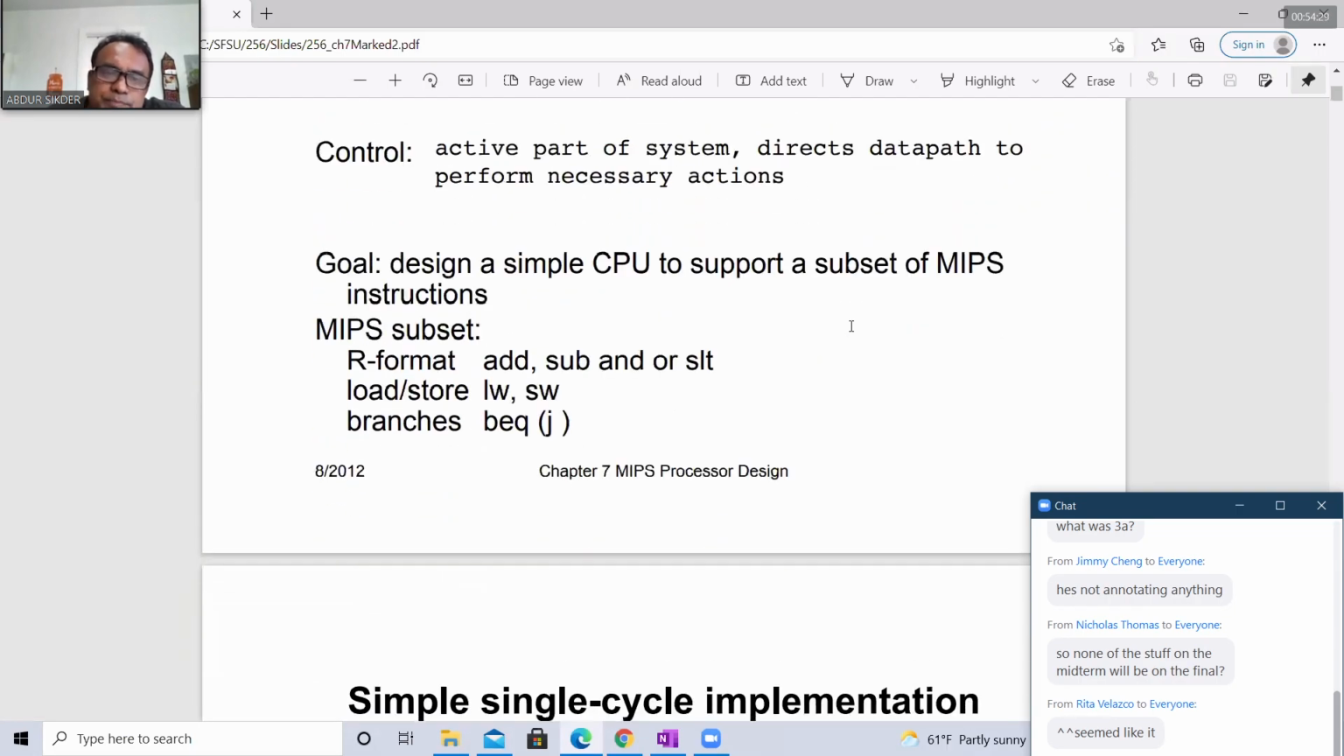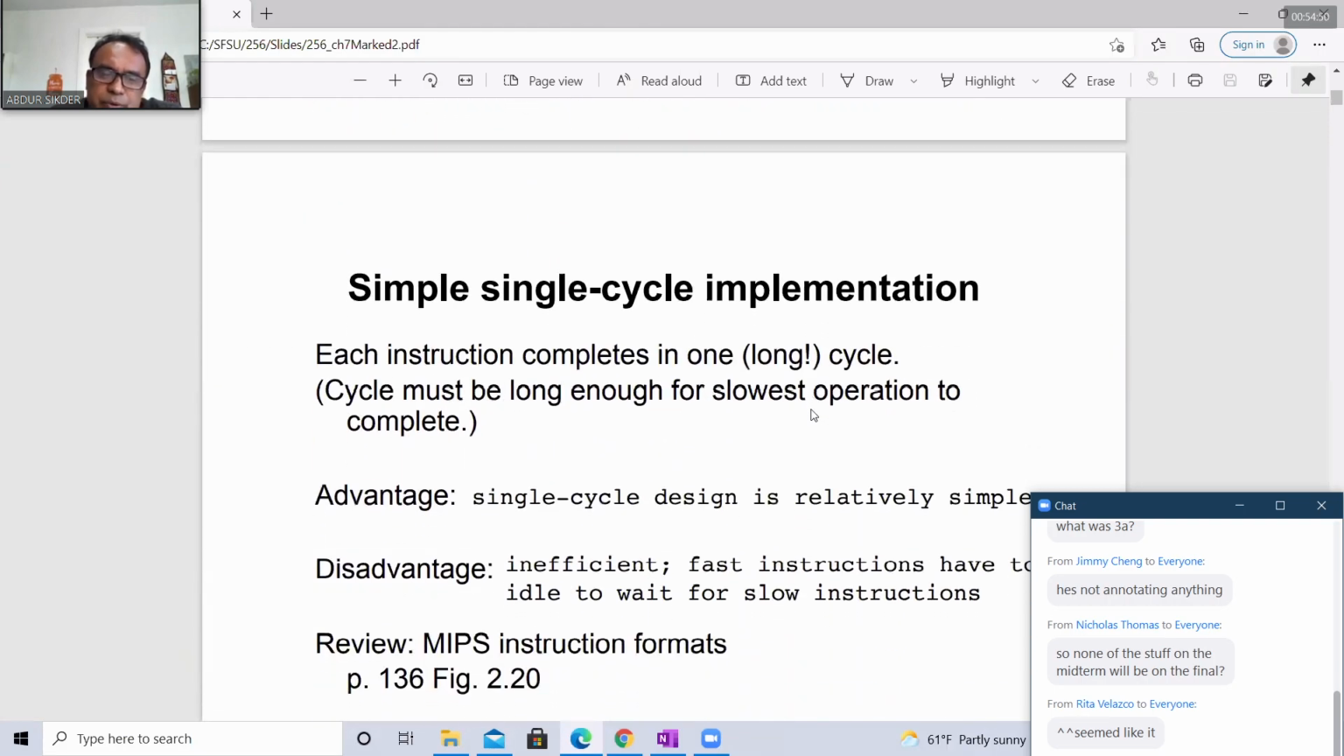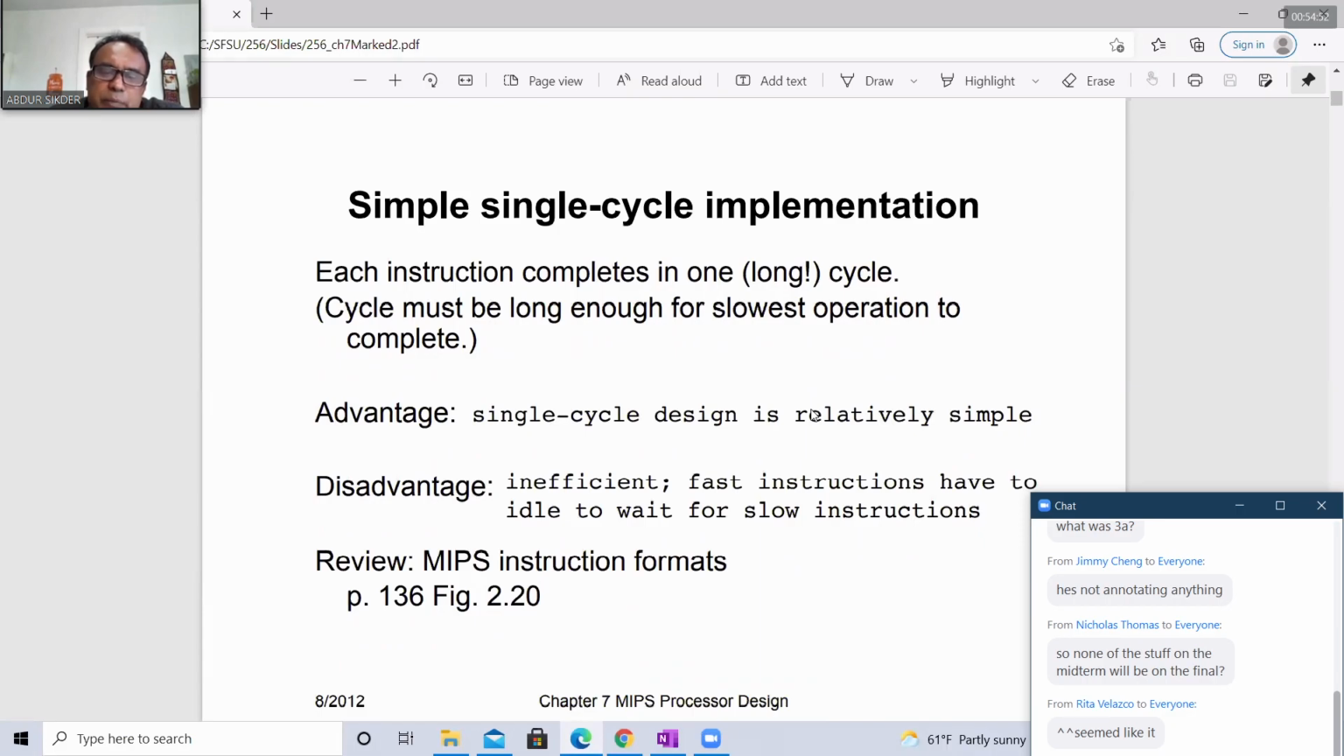The goal: design a simple CPU to support a subset of MIPS instructions, like R format, load word, store word, or branch. This kind of operation, like add, sub, and, or, SLT. That's an operation for simple stuff. So we are trying to learn how exactly it works, how to design a CPU that can perform those kinds of operations. So that's the goal. Each instruction completes in one cycle. The cycle must be long enough for the slowest operation to complete.